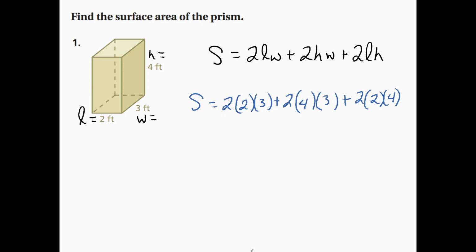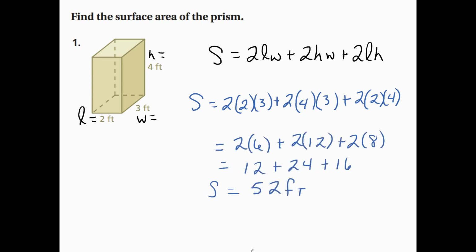That's why I always just label each side with the length, the width, and the height, and I find that to be pretty helpful. Anyway, I've got the formula. Notice I plug the numbers in, and then just like in the previous problem, I do the math. And what do I have to remember? It's 52 feet, but remember, area is always squared. So it's 52 feet squared.